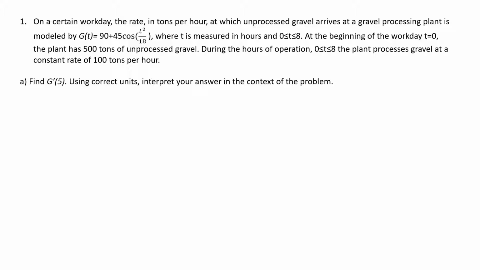Part A tells us to find G prime of 5 and, using correct units, interpret your answer in the context of the problem. Finding G prime of 5 is easy peasy. It's interpreting the answer that a lot of students find pretty difficult. So let's start with G prime of 5. If I plug dG/dt at 5 into my calculator, I'll get something like negative 24.587.